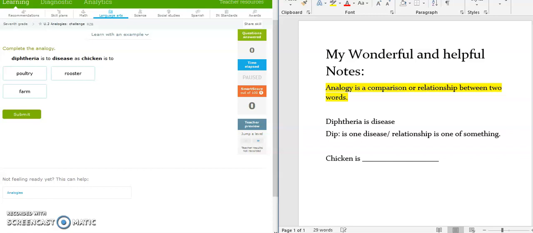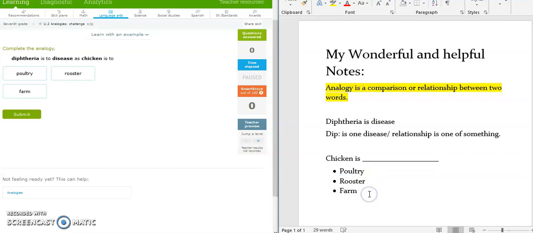We know right now COVID-19 is going on, and that's another disease. So let's look at our options. So diphtheria is one disease, and its relationship with diseases, it's one of something. It's one of the diseases. All right. So chicken is to what? What are my options? So IXL gave me some options. I have poultry. I have rooster. And I have farm. All right, so those are my options.